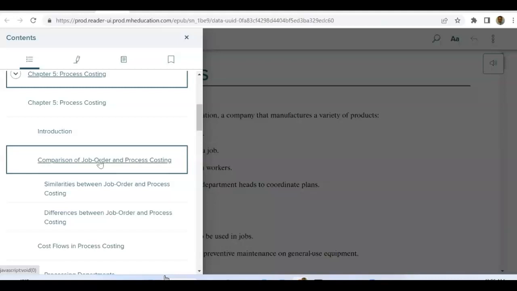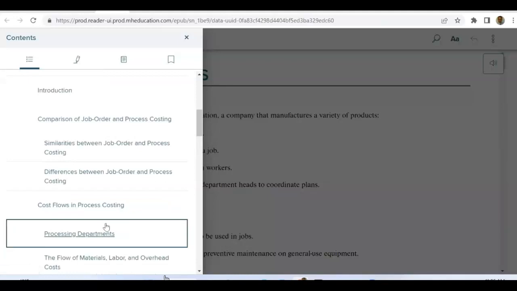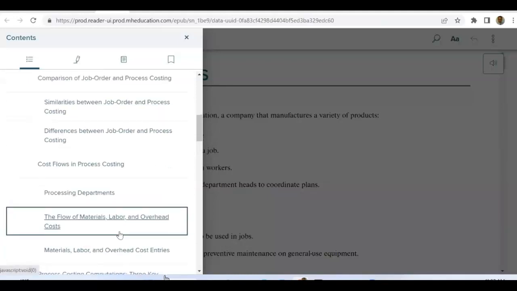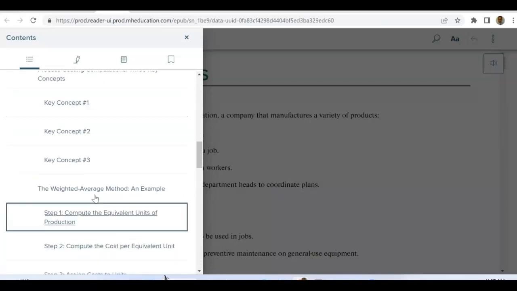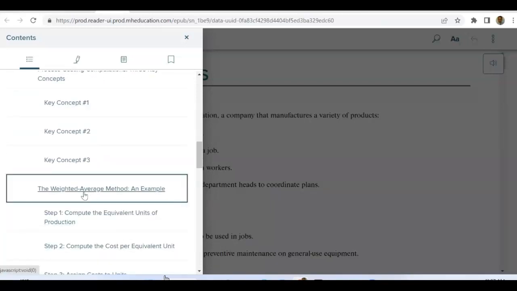For example, if you have a company that produces, let's say, ice cream, the ice cream that you produce is the same ice cream, same packaging over and over. So that's a process cost. Or let's say chips, same thing. It's process costing. So let's see how we're going to focus on the weighted average method for our book and our exam.